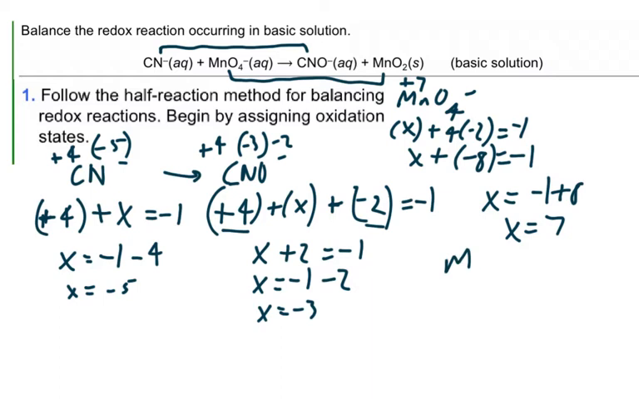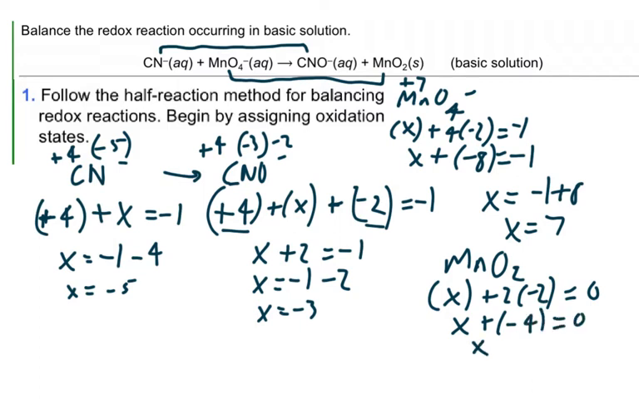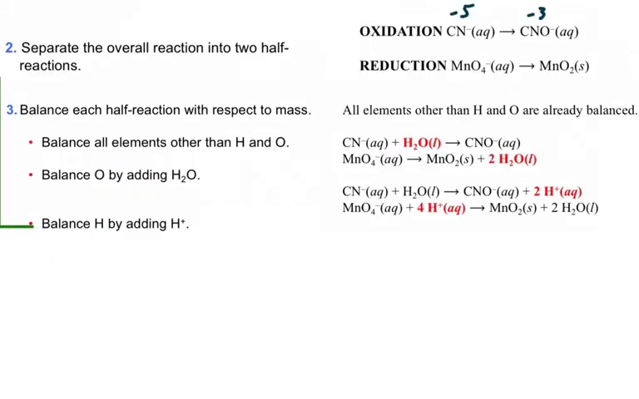And then let's find out what manganese is in MnO2. We'll call it X. So there's 2 of these oxygens. Oxygen's at -2. We'll equal it to 0 because it's neutral. And we know that this is a -4 here. So X is going to be 4. So notice we got the manganese going from +7 to +4. So if manganese is going from +7 to +4, it's becoming less positive, and that's why it's under reduction. So now we have the two half reactions.